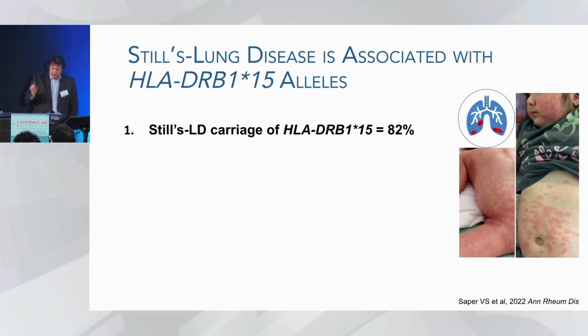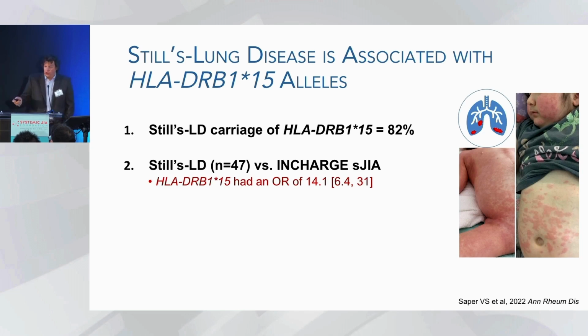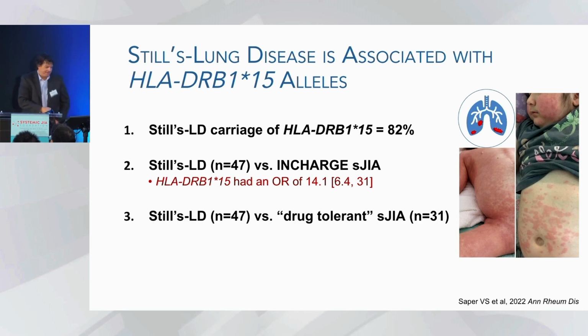In the study that we published, we found that in a cohort of people who had Still's disease lung disease, which was mostly systemic JIA and a few adult Still's patients, 82% of them had HLA-DRB1*15 alleles. When we compared that with the INCHARGE cohort, we found that the odds ratio for lung disease was 14.1. So it was significantly higher in the people with lung disease than in just the standard systemic JIA patients.